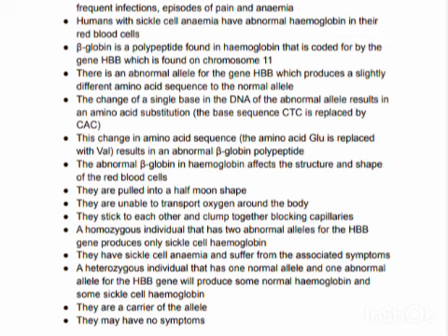So a homozygous individual that has two abnormal alleles for the HBB gene produces only sickle cell hemoglobin. And a heterozygous individual will have one normal allele and one abnormal allele, so we're going to have both the normal hemoglobin and sickle cell hemoglobin. So these people will be carriers of the disease, however, they may have some symptoms.